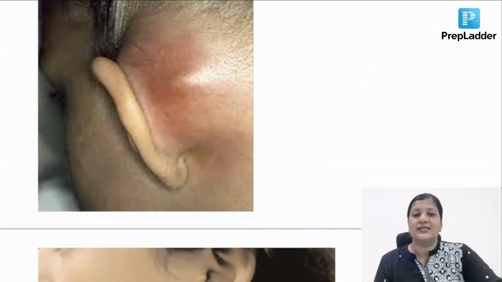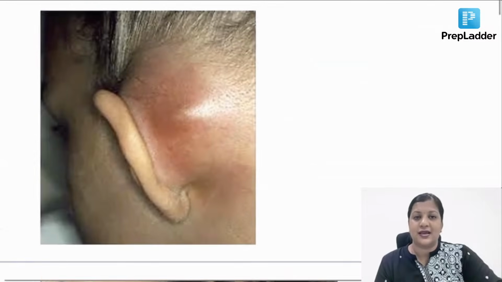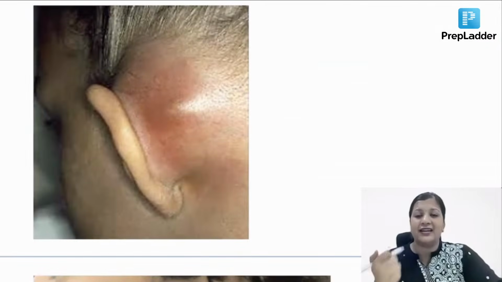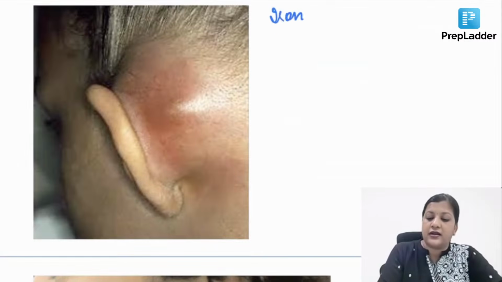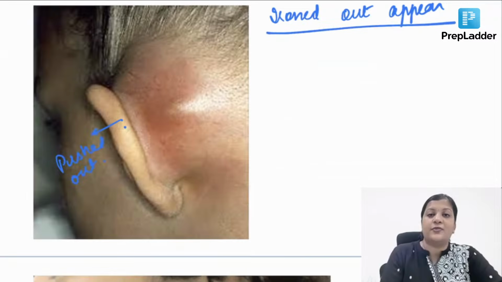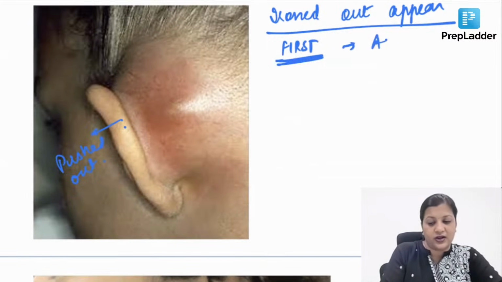Great. So look at this image and tell me. It's a very, very important image that they can ask you in the exam. You see that the skin over the mastoid is shiny, red, tense, which we call the ironed out appearance of the mastoid. What is happening to the pinna? It is being pushed outwards and forwards. Yes. And the ironed out appearance is the first sign that we see in acute mastoiditis, right? So in acute mastoiditis, this is the first sign that we see.